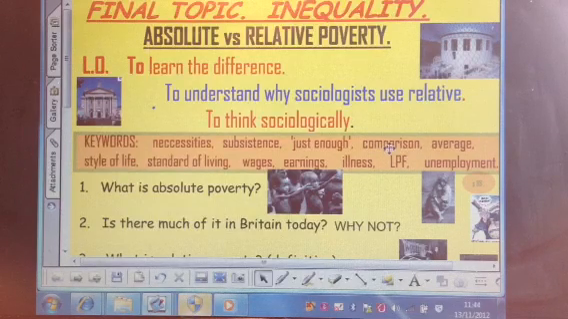Comparison, so that means average, style of life. What is your style of life? What do you do as part of your life? What sort of things do you have, which is linked to standard of living? Wages, earnings, illness, alone, parent, family, single mums, unemployment. Okay?